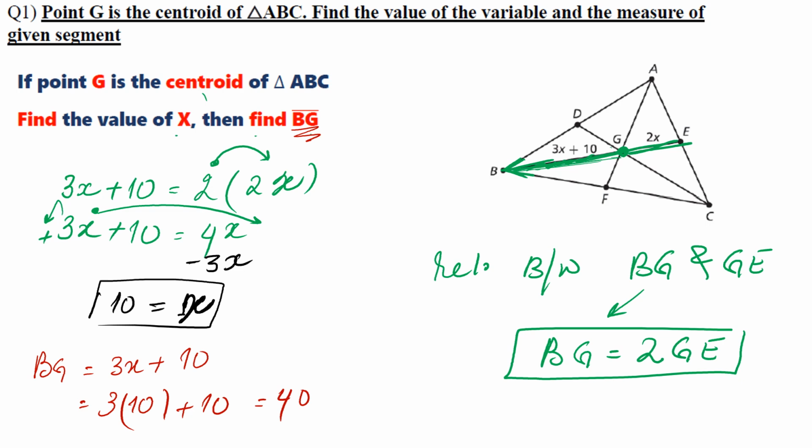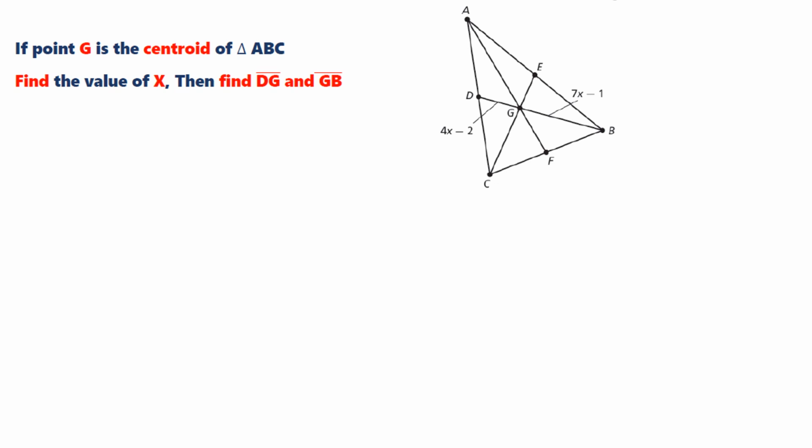Let's move to another part. Here again, first of all, see which things are given and what you have to determine. A triangle is given to you and a centroid G is given to you. They are asking you to find the value of x, find DG, find GB.